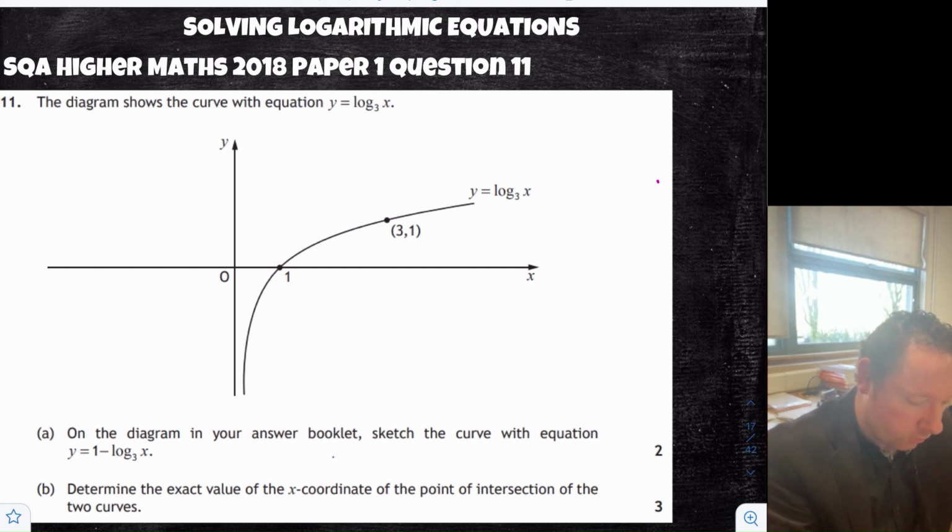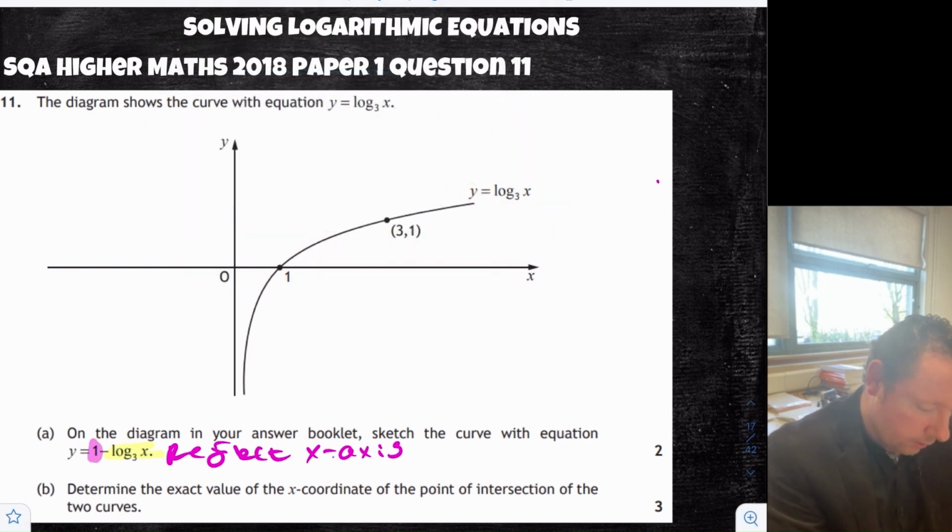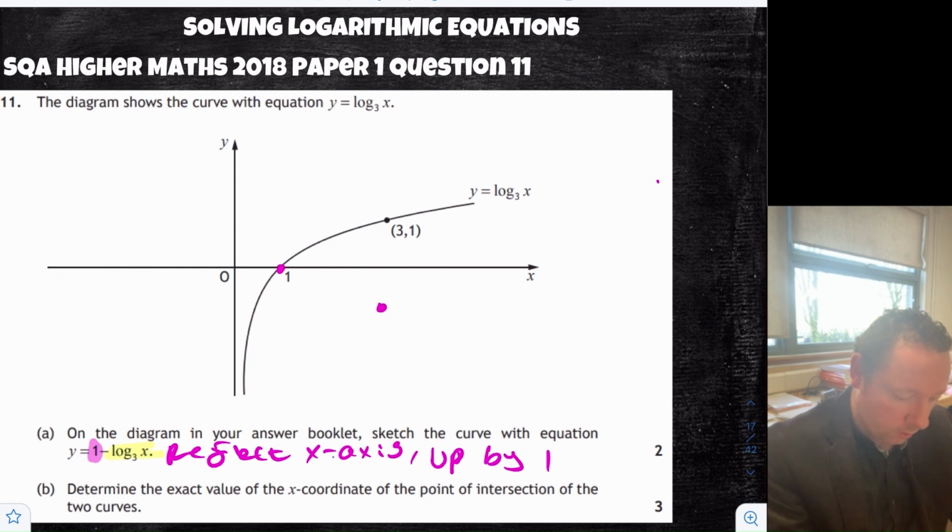So 1 minus log 3x, the minus part here tells me to reflect in the x-axis, and then the 1 part, which I'll do in another colour here, tells me to then move up by 1. So first of all, reflecting in the x-axis, this point will stay where it is, but this point will jump down here, and that would be at the moment point 3, minus 1.